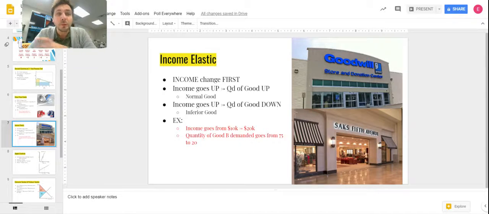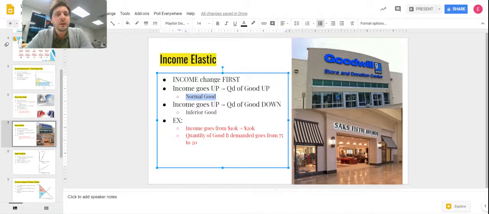So let's dive in. Remember, income elasticity looks at how the change in income impacts the quantity demanded of a certain good, right? Income always changes first, and then we look at how that change in income triggers a change in the quantity demanded. And this will always tell us if something is a normal or inferior good. So let's say our income goes up. Income is positive. If the quantity demanded of the good goes up as well, then we have a normal good. Here's why. If when income goes up I demand more of the good, it means because I have more money, I want more of this good, which makes it normal.